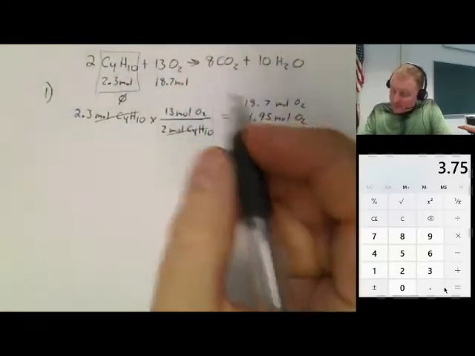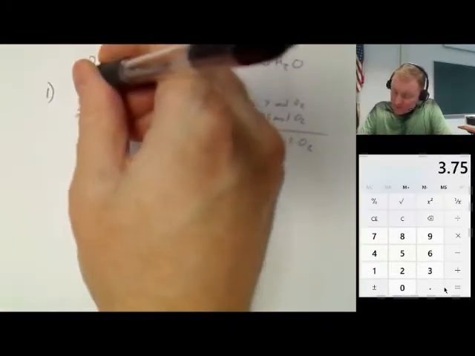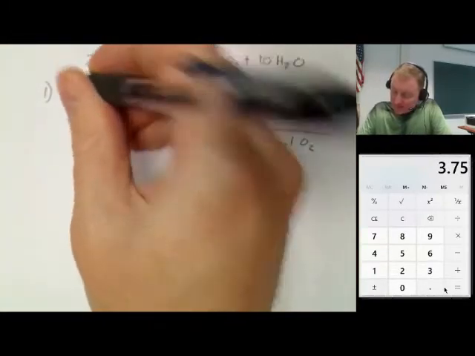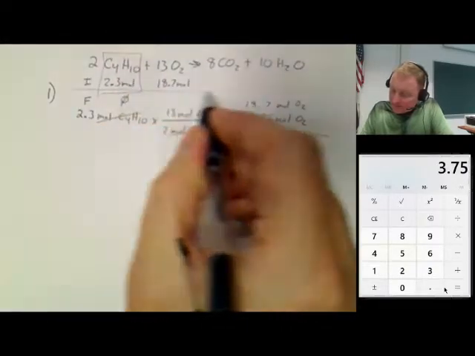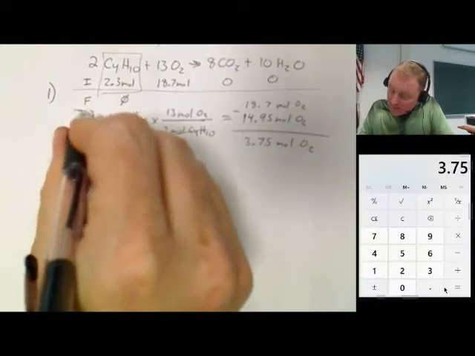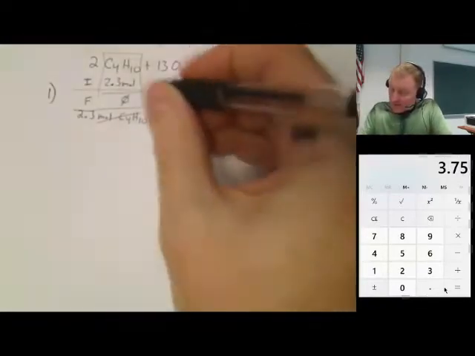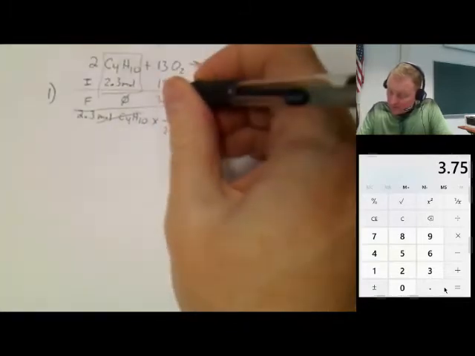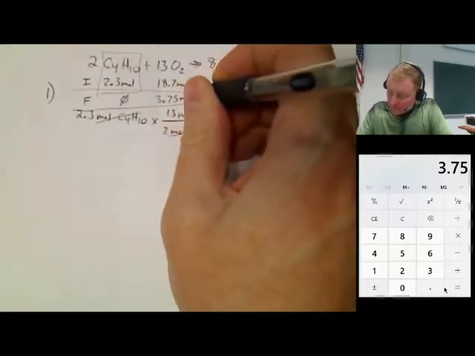So we are going to have, this is what we started with. I'm going to put I for initial, and I'm going to put F for final. I didn't start with any of these. And our final concentrations are going to be right here. So I'm going to have 3.75 moles of oxygen left over.